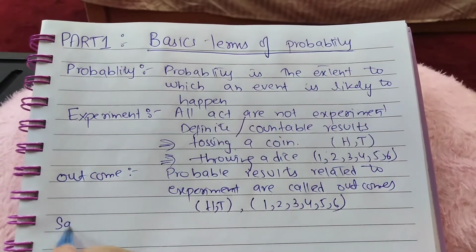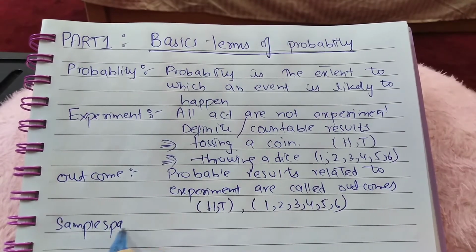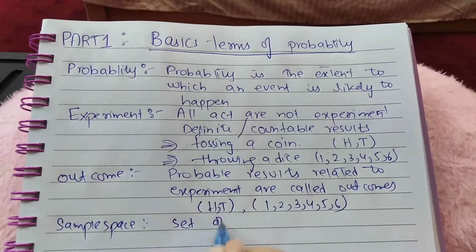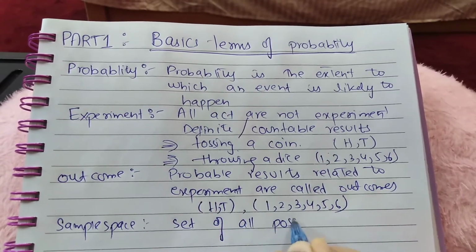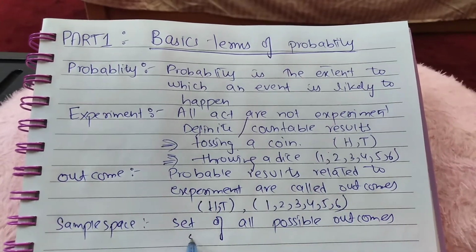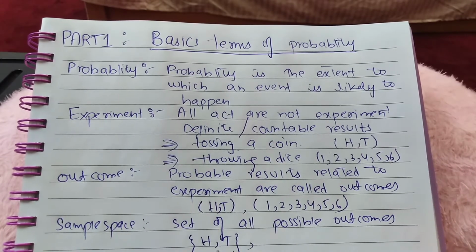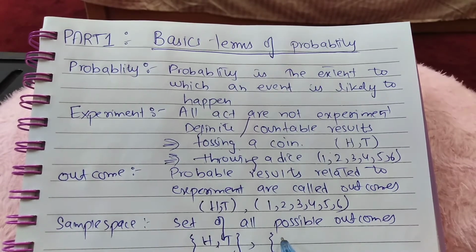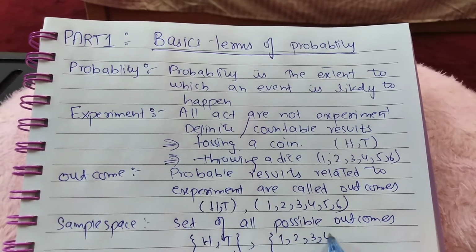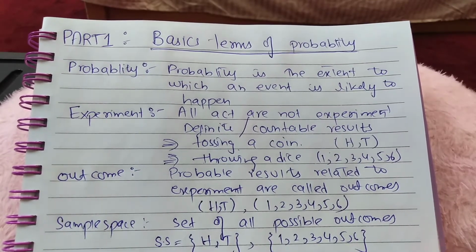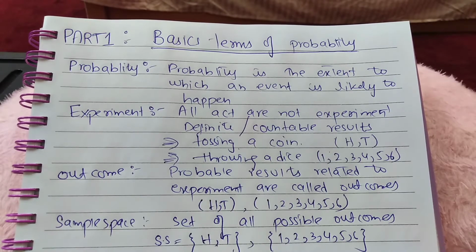What is sample space? Sample space is actually set of all possible outcomes. We write it as curly bracket head or tail in case of tossing a coin, and in case of throwing a dice, 1 2 3 4 5 6 is a sample space. We will use curly brackets to write down the sample space of any experiment.